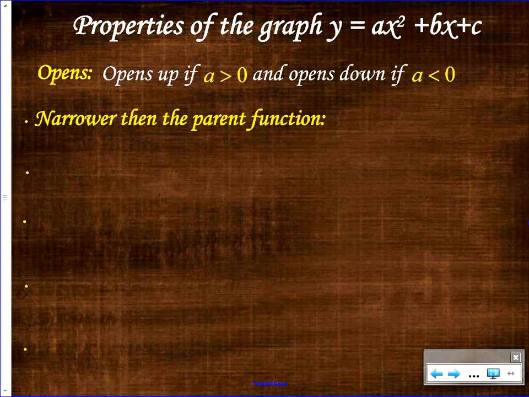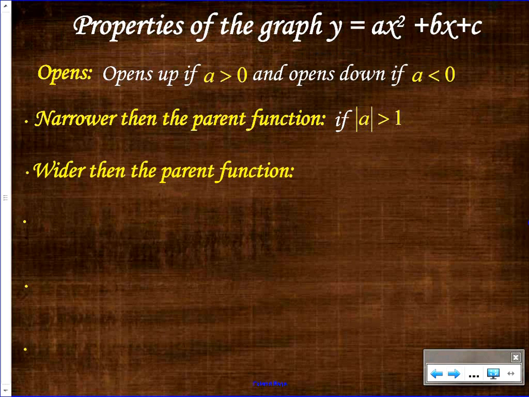Okay, it's narrower than the parent function if what? Can anyone guess when it's narrower? When the absolute value of A is greater than 1. Right? So if A is greater than 1, then it's narrower than the parent function. Okay? So 2, 3, and so on and so forth.